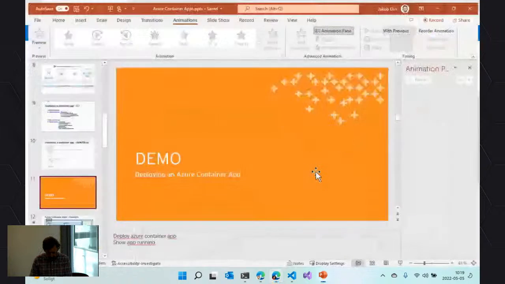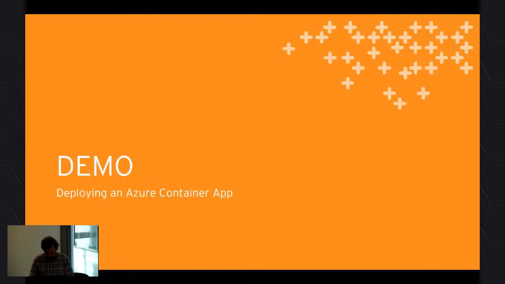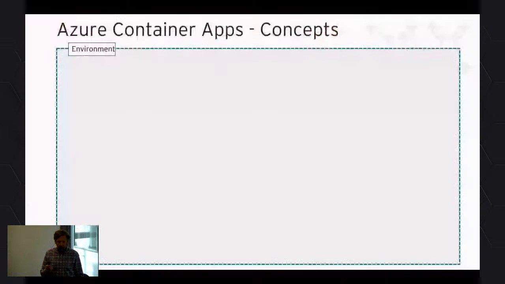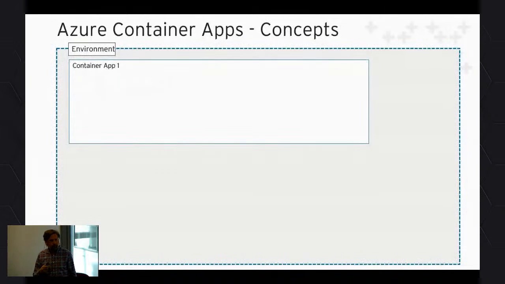So let's go back to the presentation. That was just a quick thing to show you how to deploy a simple app. So let's talk about the concept then. I mentioned this environment thing. If you know Kubernetes, this is basically a namespace inside a Kubernetes cluster somewhere, but you can just create an environment. Inside that environment, this is where your container apps will run.